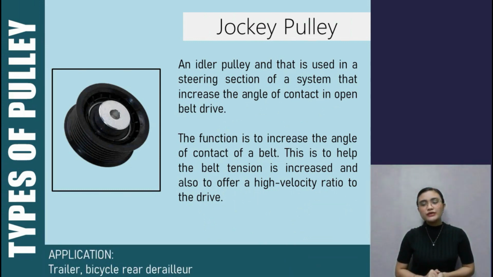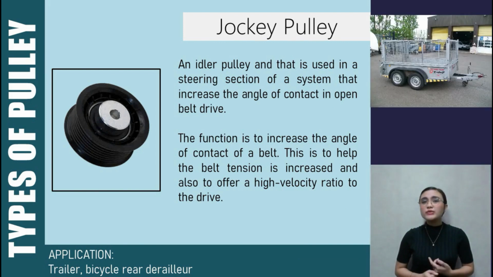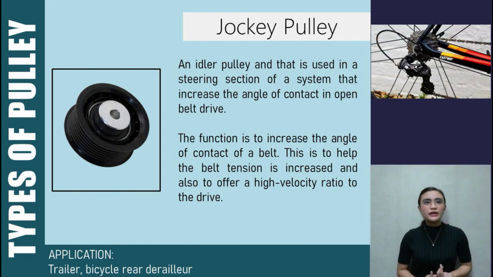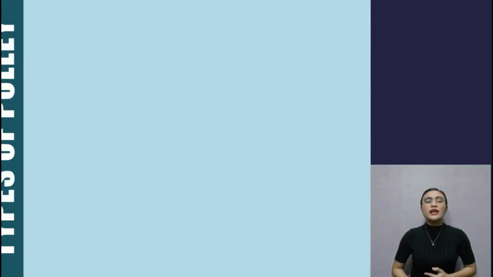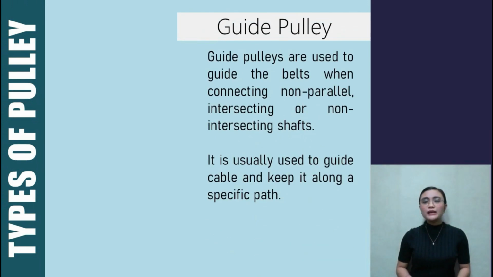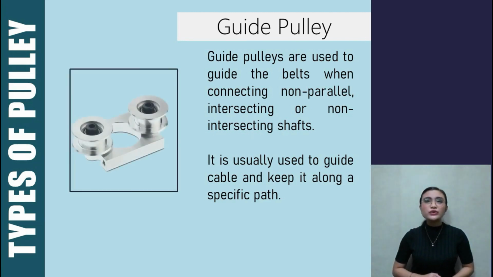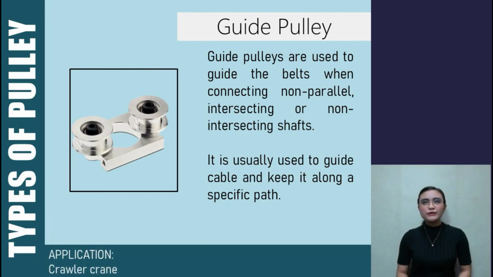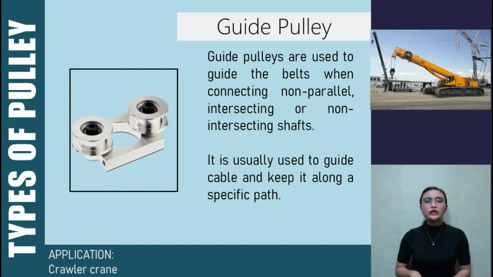The common application of this type of pulley is a trailer, and it can also be found on the bicycle where the derailleur is. The sixth type of pulley is known as the guide pulley. Guide pulleys are used to guide belts when connecting non-parallel, intersecting, or non-intersecting shafts. It is usually used to guide cables and keep them along a specific path. The application of this type of pulley includes a crawler crane.